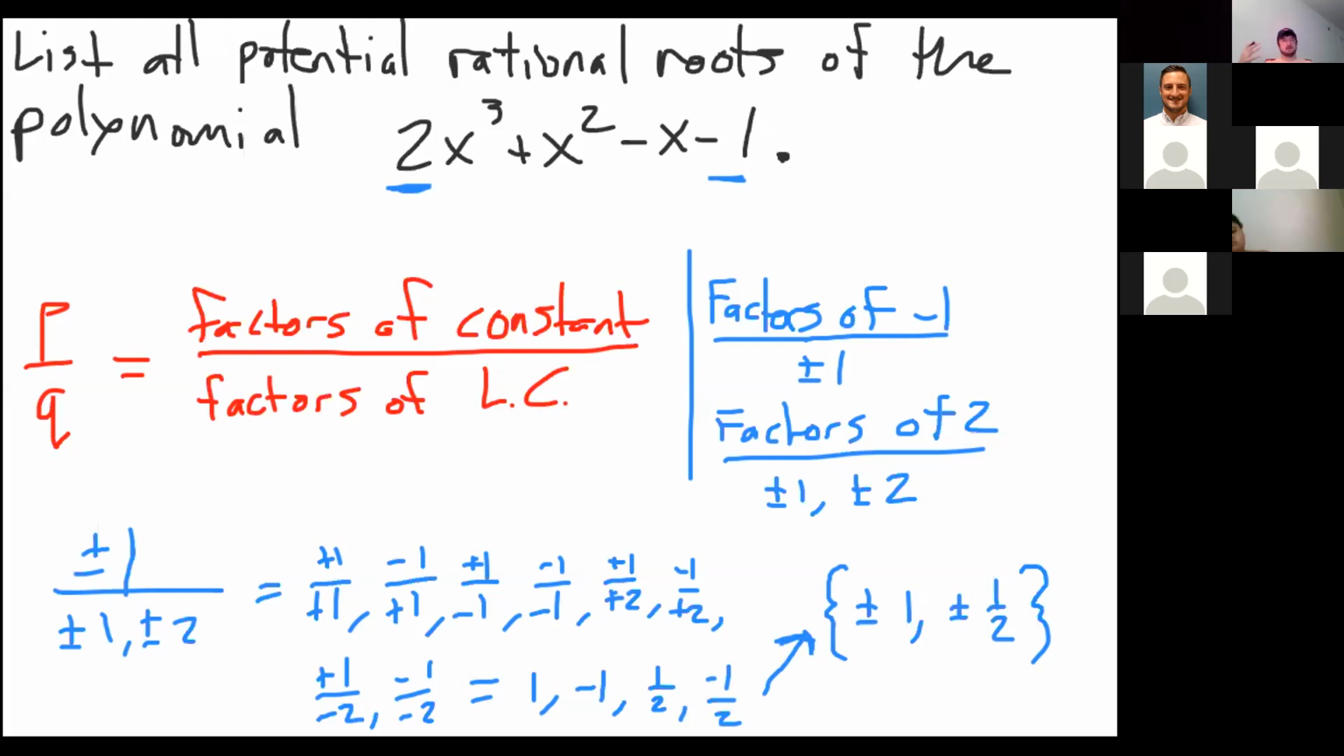This is what I'm trying to get you to look at at the very end: the list of rational roots for this polynomial is plus or minus 1, so either a positive 1 or a negative 1, and then also a positive 1/2 or a negative 1/2.